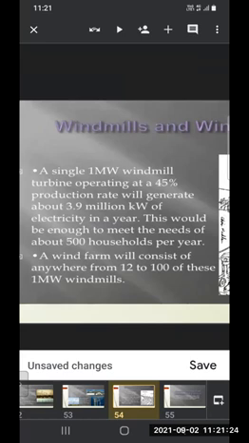So a single 1 megawatt wind turbine operating at a 45% production rate will generate about 3.9 million kilowatts of electricity in a year, and this will be enough to meet the needs of 500 households per year. Okay? 500 households per year.